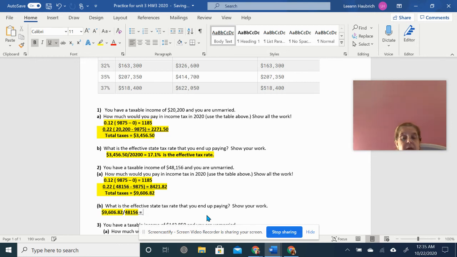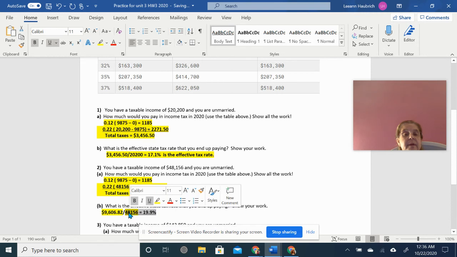So I take the tax divided by the taxable income, which was 48,156, and then move the decimal point over, and I'm going to end up at 19.9%. So this is going to be 19.9%. I don't need this line here because we're not showing subtraction, but I will keep it colored.